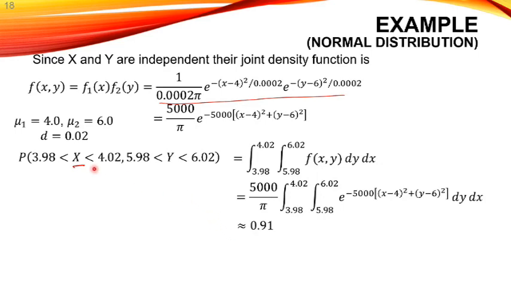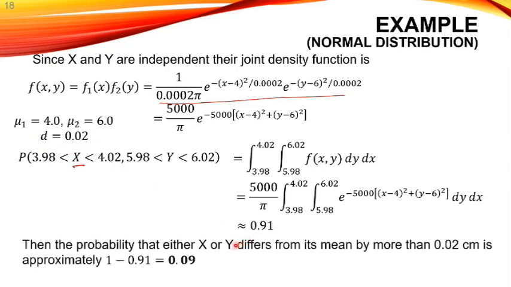So since ang hinahanap natin is the difference more than 0.02 centimeter, kukunin natin is yung 1 minus this one. So we have 1 minus 0.91, we have the probability that mas malaki yung diameter and length niya by 0.02 centimeter. We have a probability of 0.09 or just 9% probability.